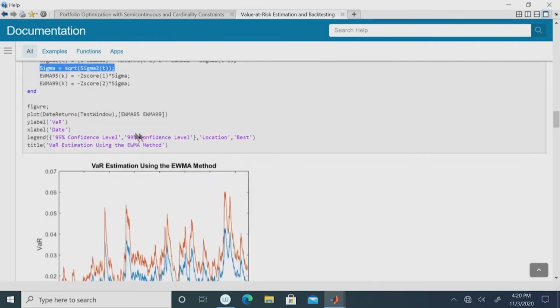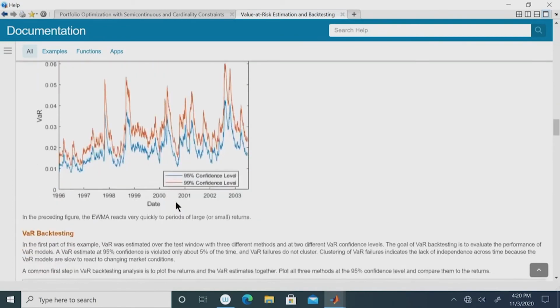If you observe very carefully here, we have the plot of the estimation of the VaR using the 95% and 99% confidence levels.